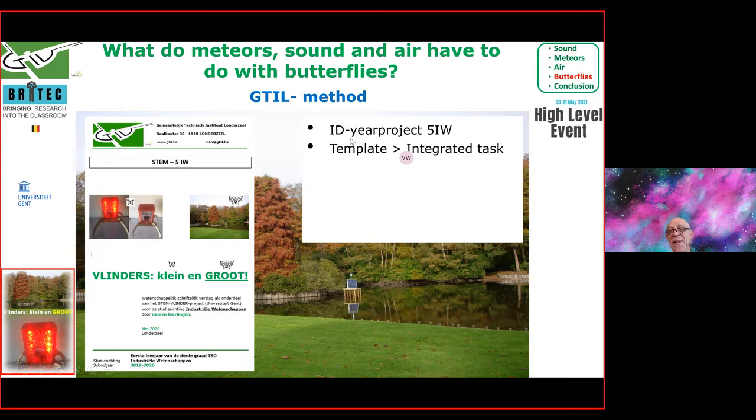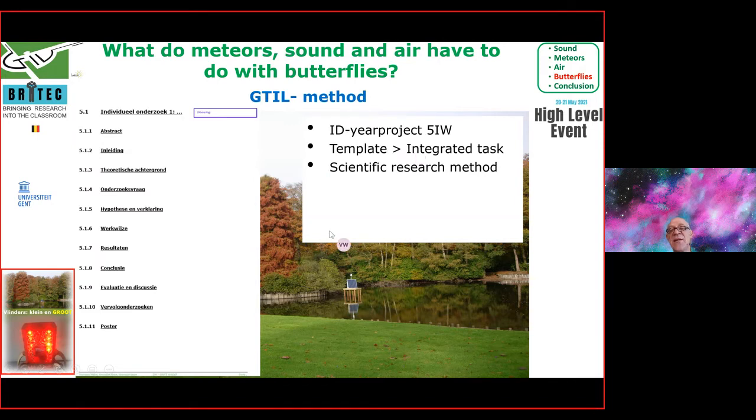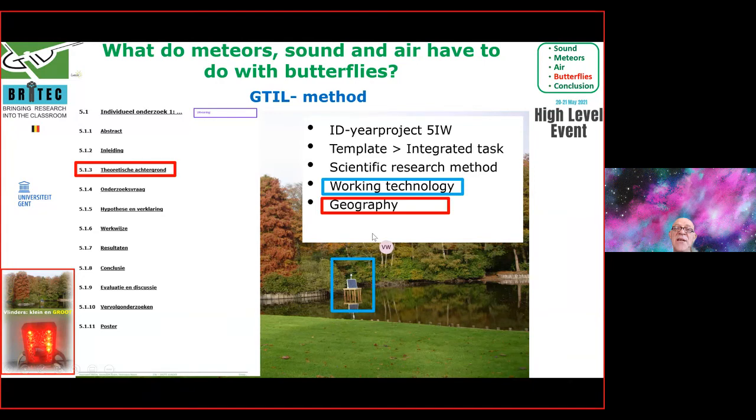Which is similar to their integrated task they have to make in the sixth. They also have to work along the scientific research method, but since we're a technical school, they also must be able to explain the working of a photovoltaic panel and all the sensors which measure the weather parameters. In the lesson geography, I taught them about the theoretical background and the scientific research. I will explain this in a moment.